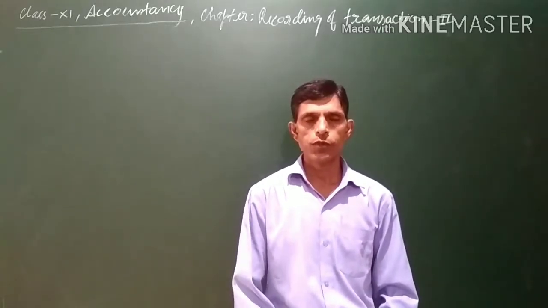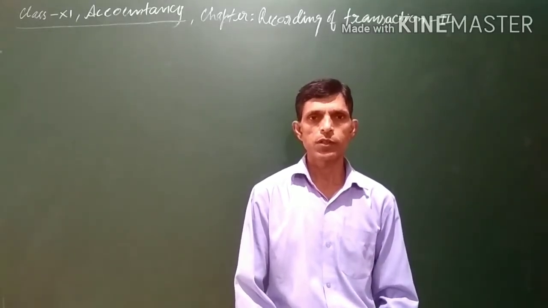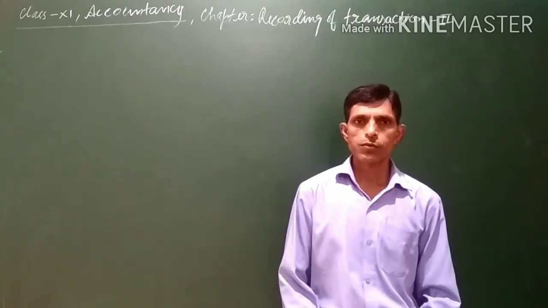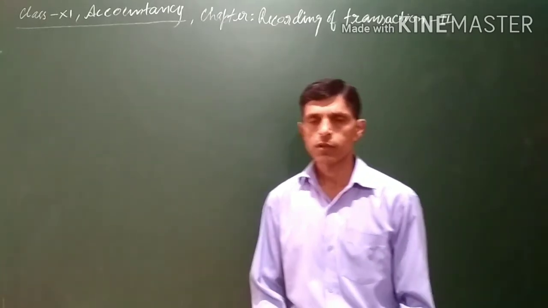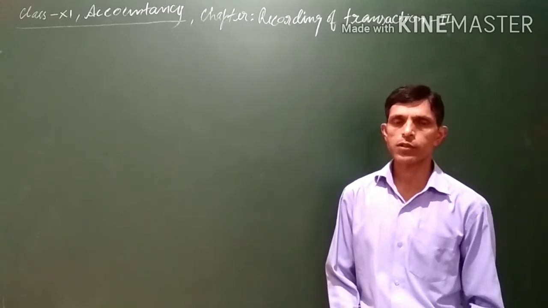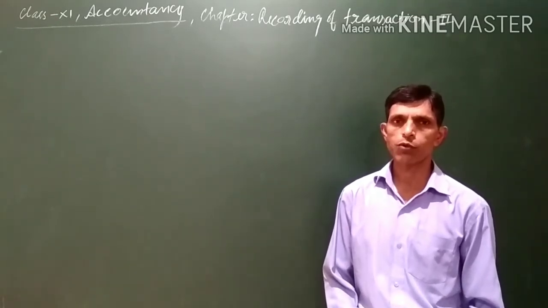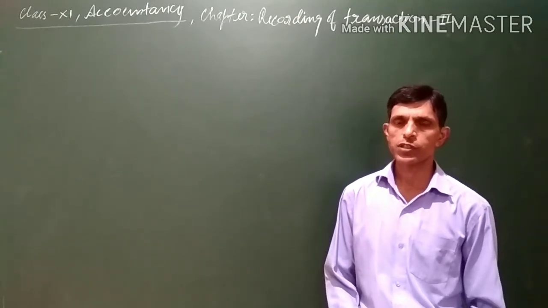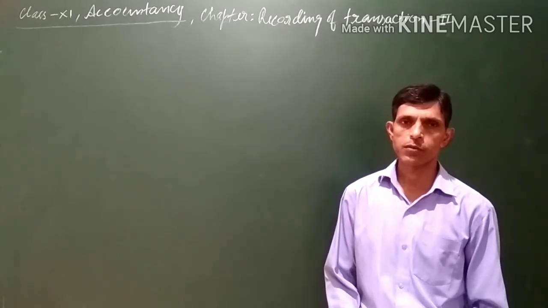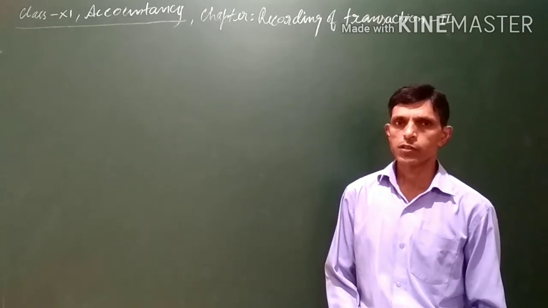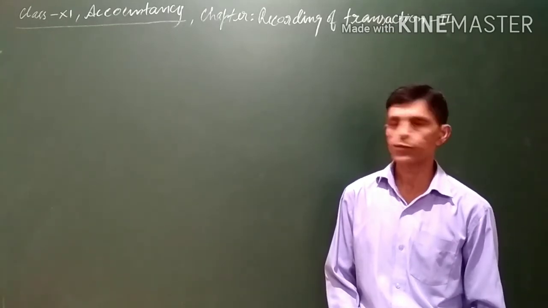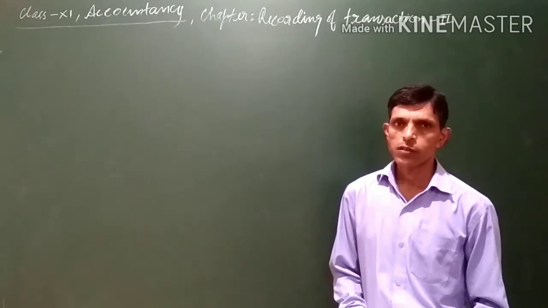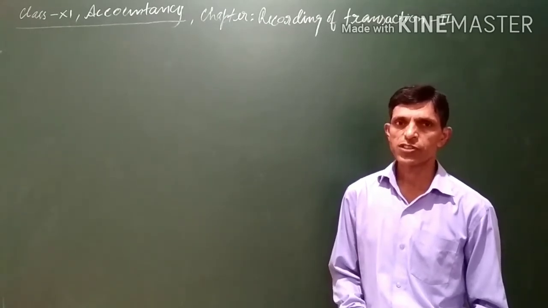In this video, we will be starting with a new chapter, that is recording of transactions second. So this is a new chapter, and in the previous chapter we have learned about how to pass journal entry and how posting is done, and various rules and regulations which are related with the rules of debit and credit. This we have already discussed in previous videos. Now in this chapter we will be discussing about the recording of transactions second.